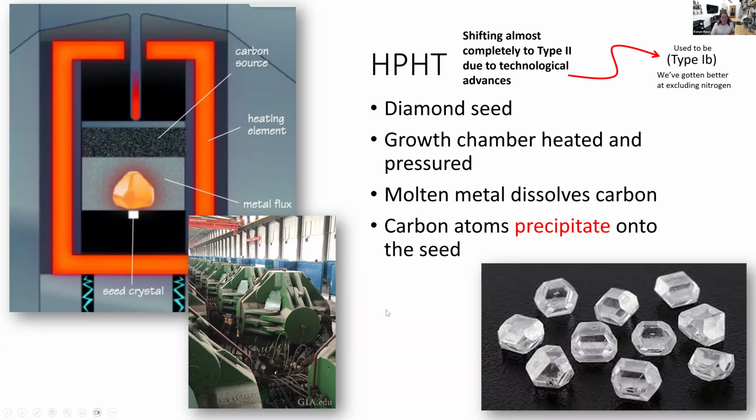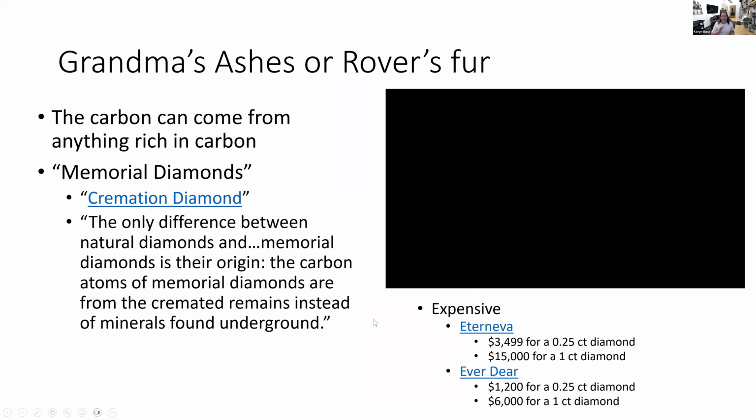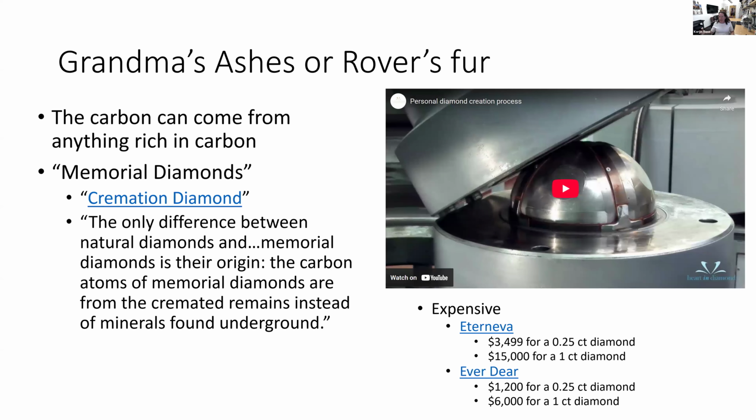Now, the really fun thing is just like I was saying about Tracy Hall, you can use anything that has carbon in it to make a diamond. So you can use grandma's ashes. You can use Rover's, your dog's fur or whatever. And we're not going to watch this video, but you're welcome to go watch it on your own. It's just kind of a pretty music in the back where they're showing you how they're doing it and everything like that.